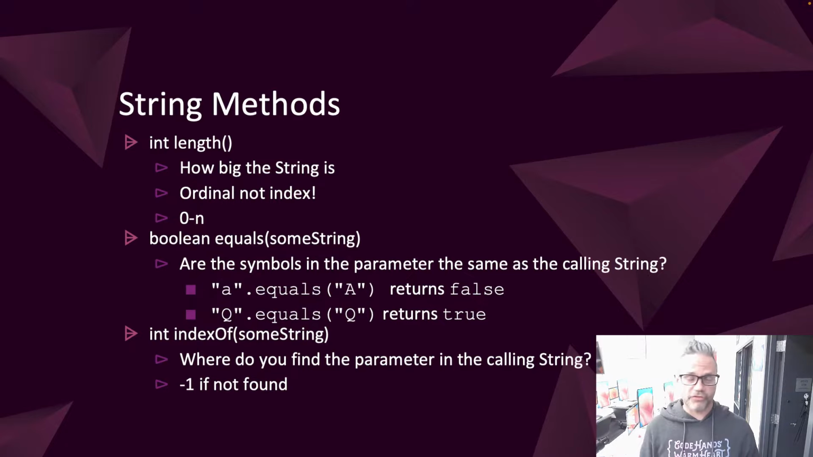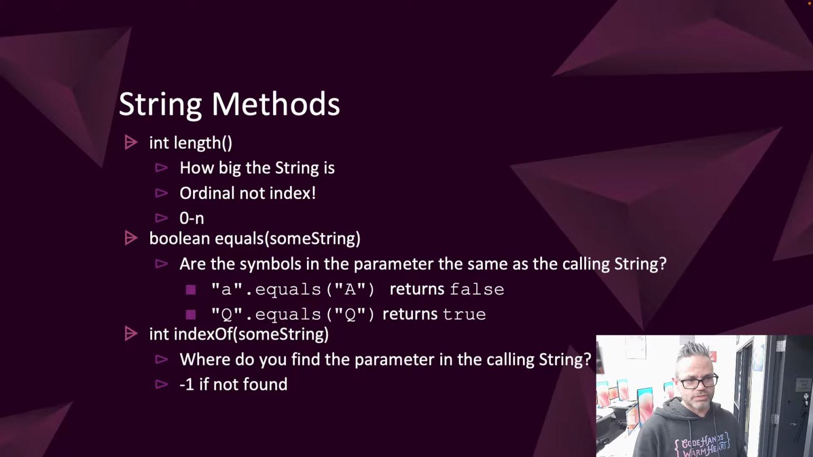So, string methods. The first method we have is length. It returns an int. It tells us how big the string is. If there's 0 characters, 1 character, 5 characters, 8,000 characters, whatever. This is the ordinal value. This is not the index, it's the ordinal. How many things are inside that? This is from 0 up to n based on how many things are actually inside that string.